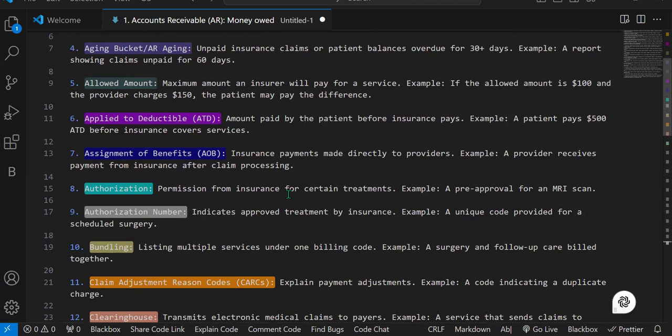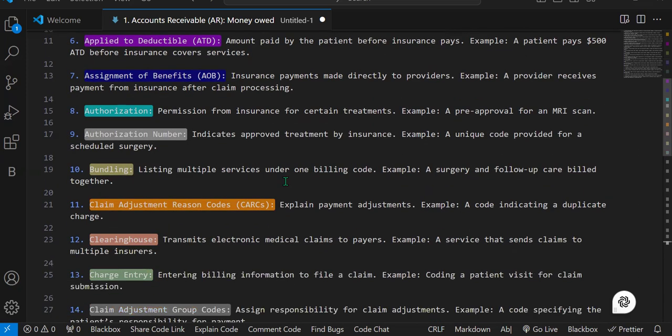Authorization number indicates approved treatment by insurance. The authorization number is a number, 6 to 7 digits. That number is approved by the insurance company, and it indicates that you can treat this patient. So this patient is eligible for this treatment. The insurance company gives proof, with the use of the authorization number, that this patient is eligible for the respective treatment, so you can go for the treatment. That is the authorization number.